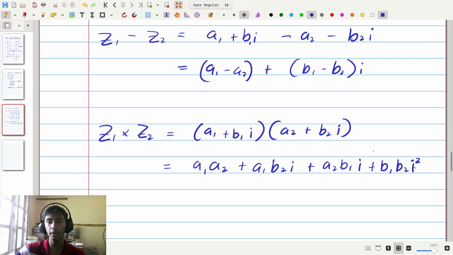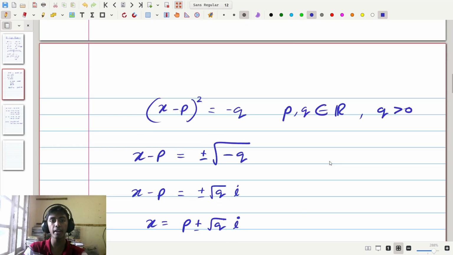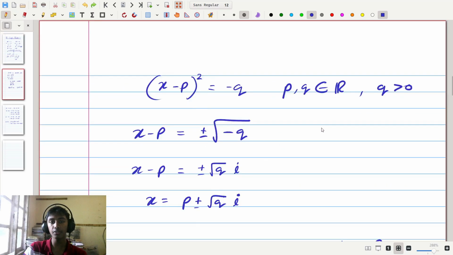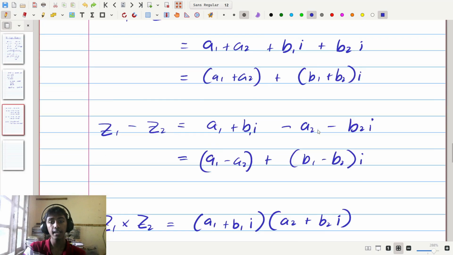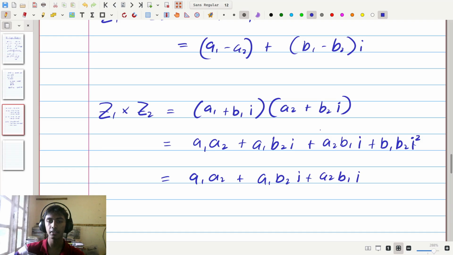So we can write that down as i squared. Now recall that i squared, as we defined up here, is going to be equal to -1. Now based on that, we can substitute that into here and say that this i squared here is going to be equal to -1. If we do that, what we're going to get here is that we get a1 times a2 plus a1 b2 i plus a2 b1 i plus b1 times b2 times -1.